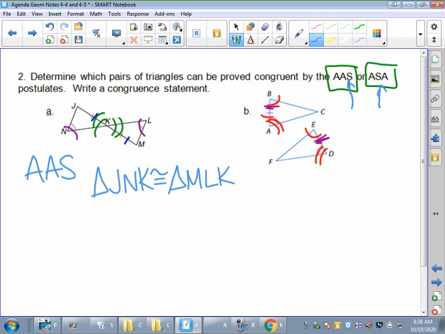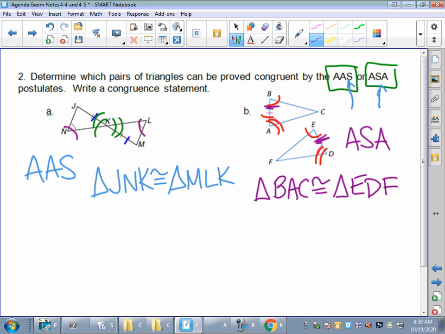Is that side AB and side ED, are they in between? Are they the included side or are they off to the side? Right? Those are right in the middle. It looks like angle, side, angle. So if I name this triangle BAC, how would you name the second triangle? Looks to me like it's going to have to be EDF. Notice C and F are listed last. Those are the angles with nothing on them. A and D are listed in the middle, and they're both with the double arced.